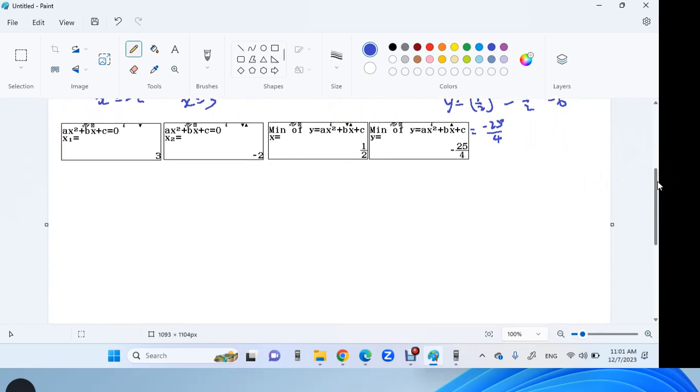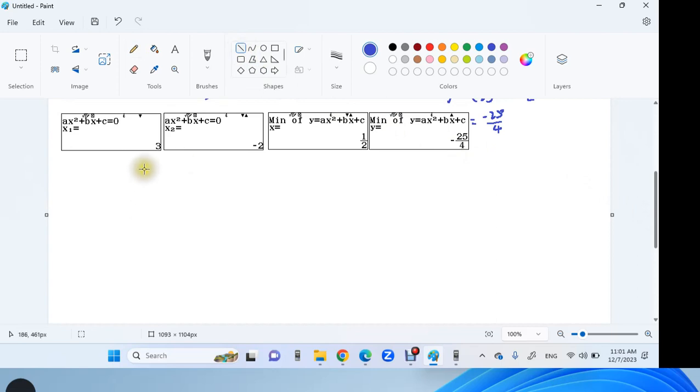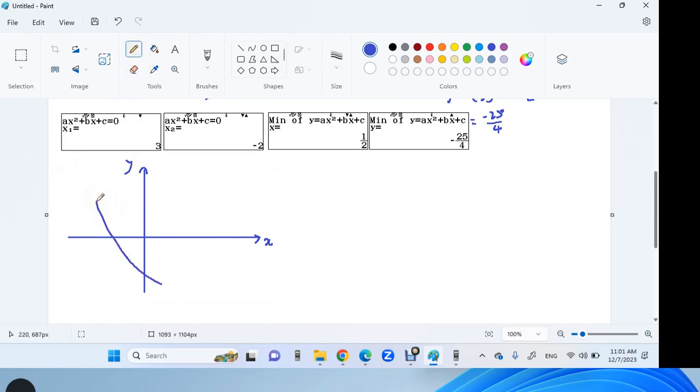Okay, so the graph of x squared minus x minus 6 will look like this. This is how the graph looks like. Okay, we have negative 2 and 3. Okay, so we have something like this. This is x, this is y, and we have this one. So the shape will look like this. So this is negative 2. This is 3. This is 1 over 2 and negative 25 over 4.